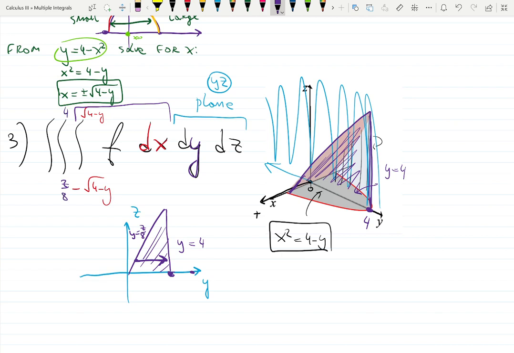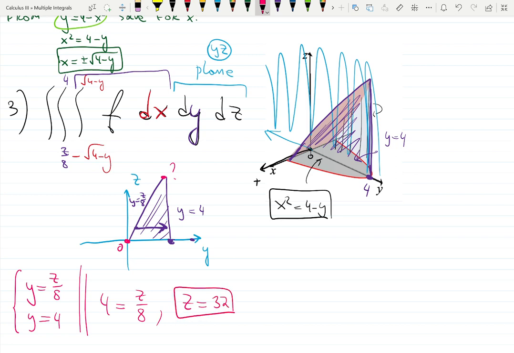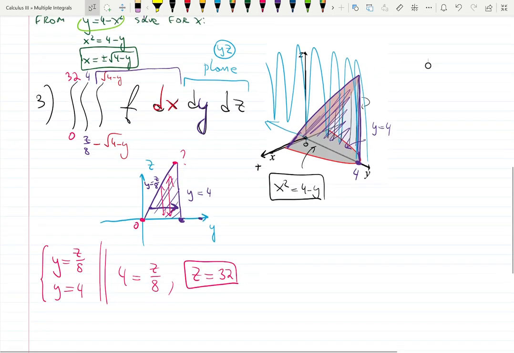Remember, those are functions. Finally, z is coming from a number to a number. What numbers are these? Z in this picture is height. So from 0 to this tip. What is this tip? We have to find it. We don't know. This is intersection of two functions. Y equals z over 8 and y equals 4. 4 equals z over 8. So z is 32. Z is going up and down from 0 to 32. And we are done with number 3.